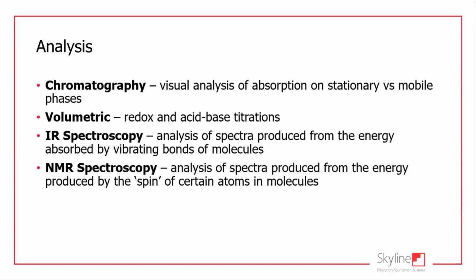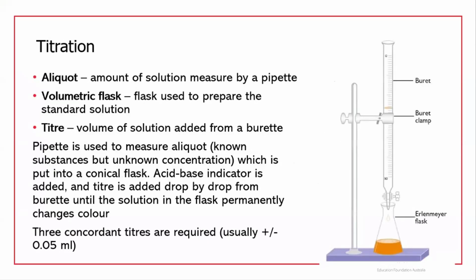Volumetric analysis is redox and acid-base titrations. Redox titrations, again, aren't that big in the exam. You're very unlikely to see it. But acid-base titrations will appear every single year, and it will usually focus on experimental error. And experimental error is something they love to assess in VCE. All right, let's jump in. Okay, titration we'll begin with.